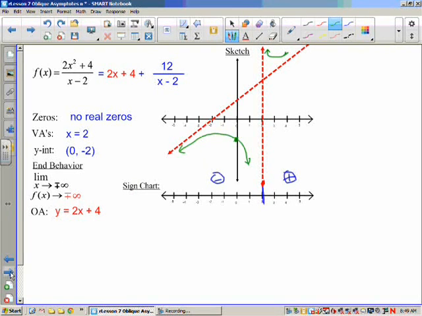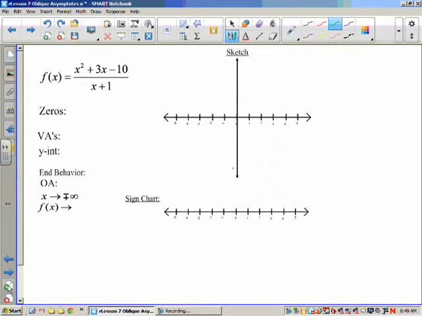Okay, let's try another one. I'm going to have you try this on your own. Let you know that you'll want to factor the numerator to get your zeros, and then also do your synthetic division. So hit pause and then come back when you're ready.